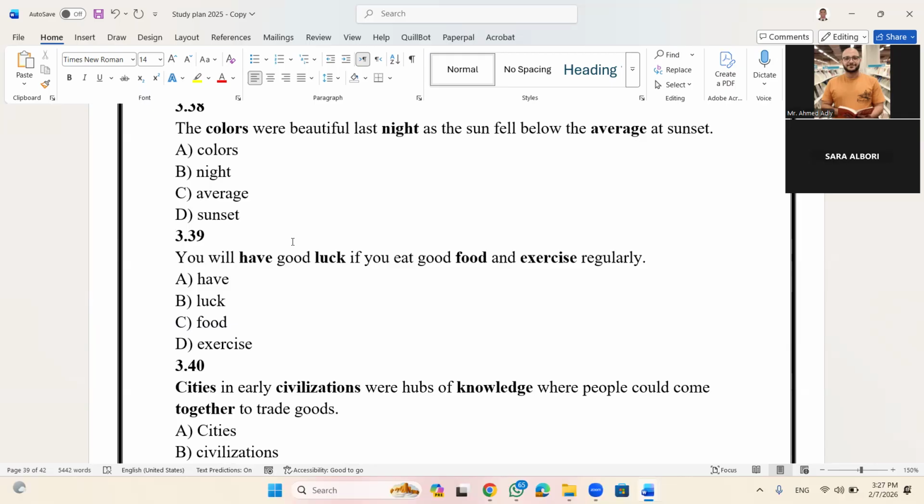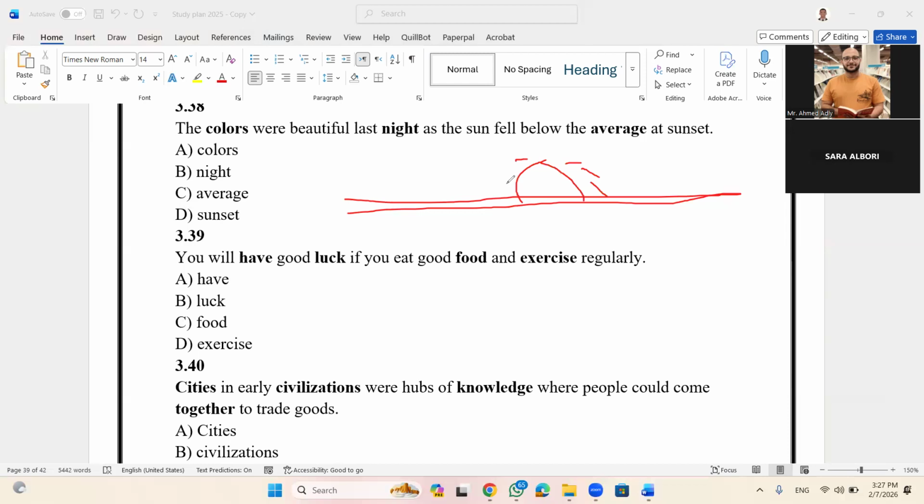Okay. So the colors were beautiful last night, and the sun fell below the average. You see, I'm gonna draw for you. This is the place that the sun goes down from, and this is the sun going down here. So we say the average?